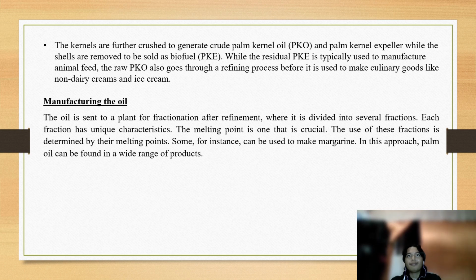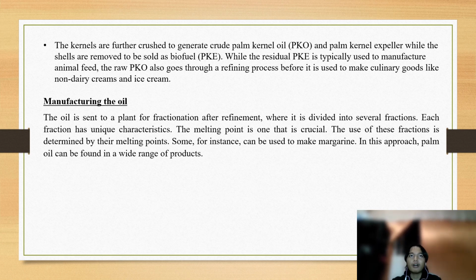And then for palm kernel oil, which is PKO, it is typically used to manufacture animal feed, and the raw PKO also goes through a refining process before it is used to make culinary goods such as creams and ice creams.